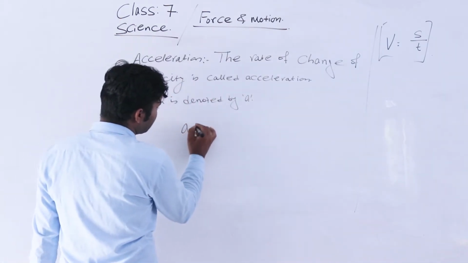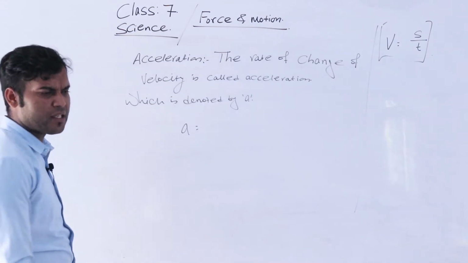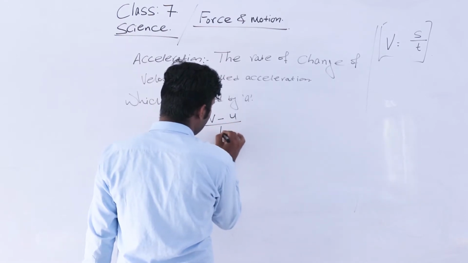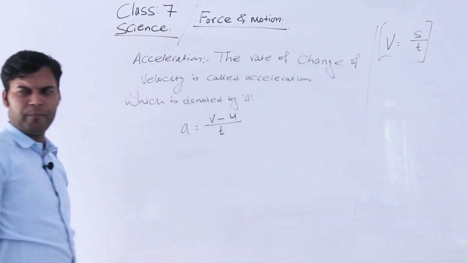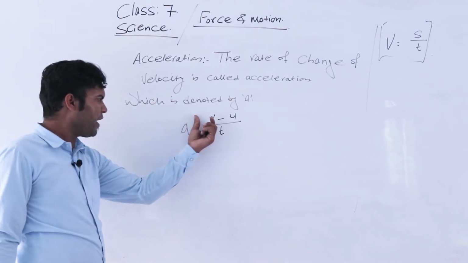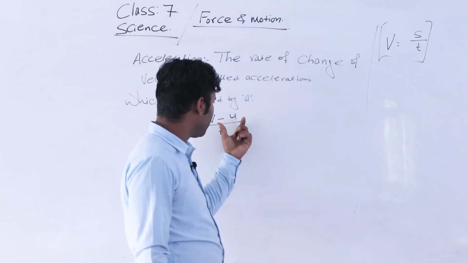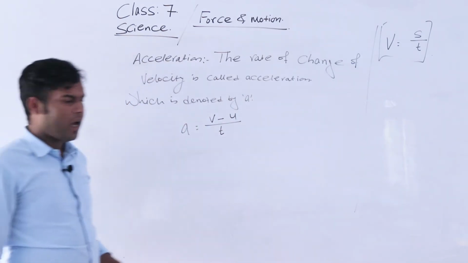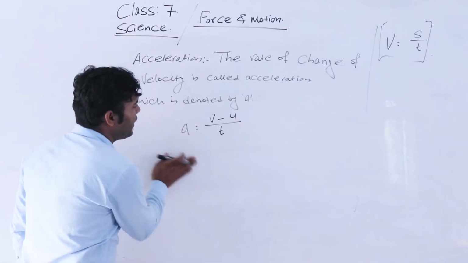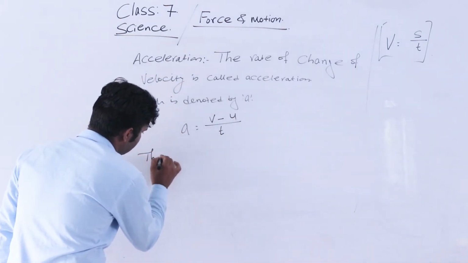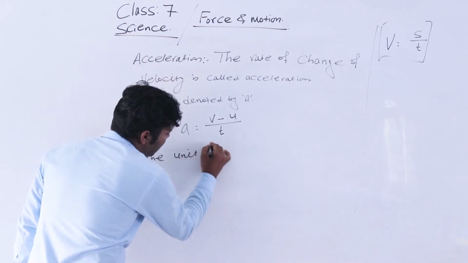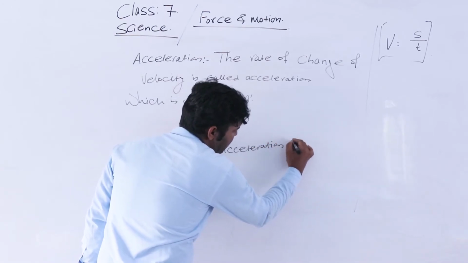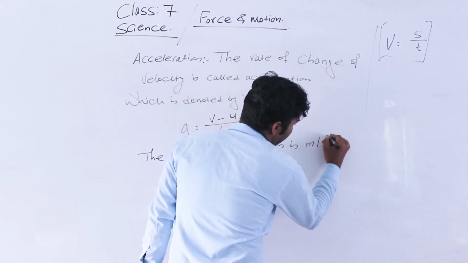Mathematically, acceleration a is equal to the rate of change of velocity: final velocity minus initial velocity upon time taken. That is, a equals v minus u upon t. v means the final velocity, u means the initial velocity, and t means the time taken. Isn't it? Therefore, the unit of acceleration is meter per second square.